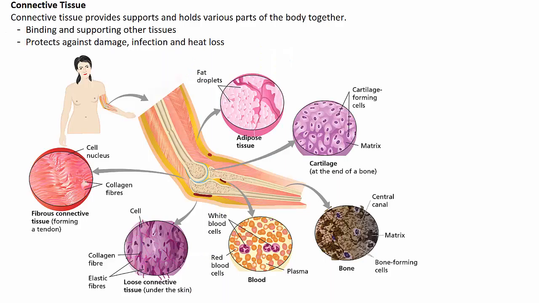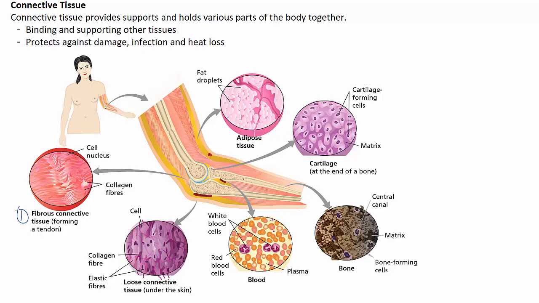So connective tissue provides support and holds various parts of the body together. Its main role is basically to bind and support other types of tissues together, but also to protect against damage, infection, and heat loss. The structure of connective tissue is very much related to its function, and in vertebrate animals there are various types of connective tissue, such as fibrous connective tissue, which forms tendons in your body, and the tendons of course connect muscle to bone, which is very important.